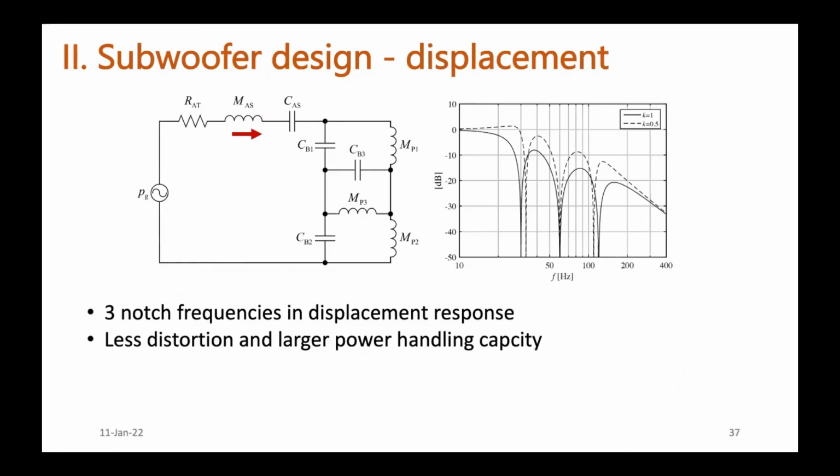And again, we can solve the displacement function. And in this case, because the enclosure has 3 chambers, 3 resonances, it has 3 displacement minima. So the average distortion in the passband can be even lower.